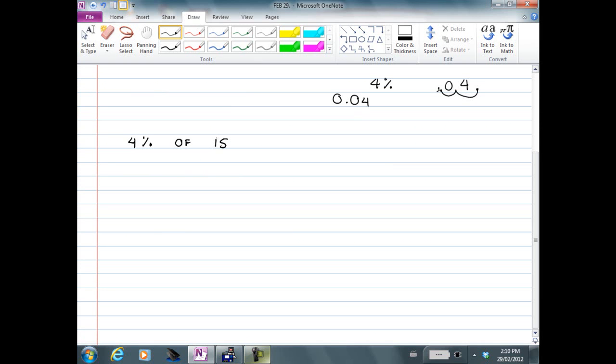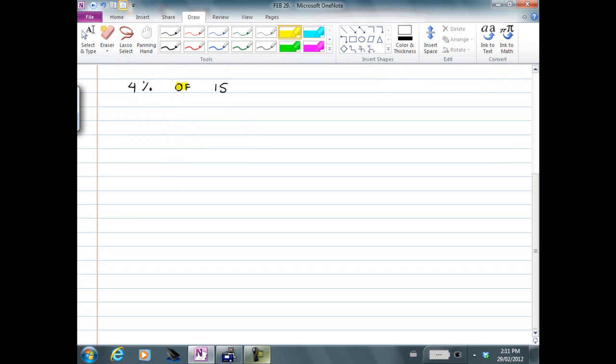Now, a few key things to do percent of a number. I'm going to give you the first few things. Highlight the word "of." You can bubble it, highlight it, whatever you like. Of means multiply. Every time you see that word, it means multiply. No questions asked. So I can rewrite this as 4% times 15, because of means multiply.